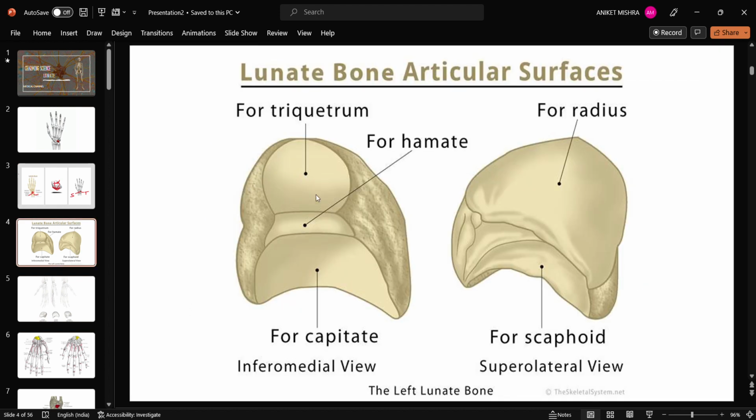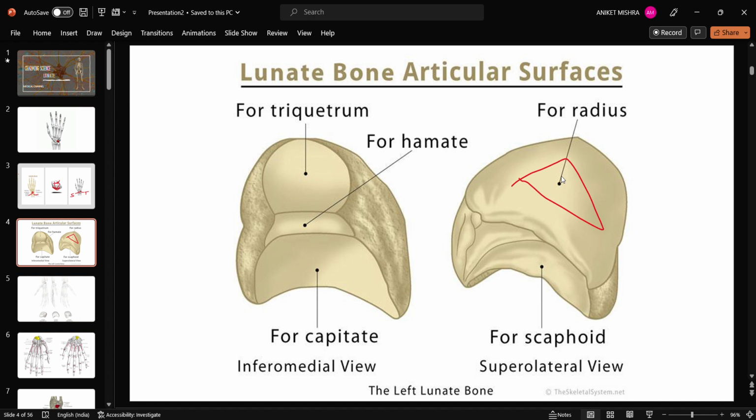When we look at the bone and its surfaces, we will find that the proximal surface of the lunate bone is smooth and convex, articulating with the radius. So the proximal surface is a smooth and convex surface articulating with the radius, and it provides its articulating surface with the triangular fibrocartilage complex.